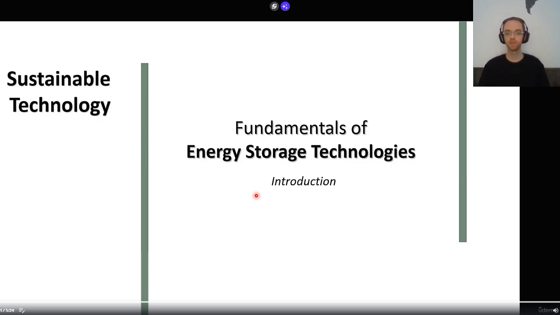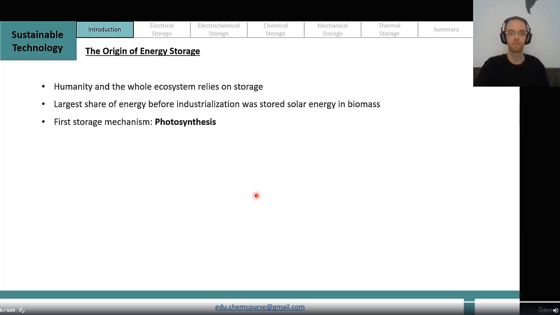Welcome to this first introductory chapter of Fundamentals of Energy Storage Technologies. We'll first have a look into the origin of energy storage, and here we will see that humanity and the whole ecosystem basically relies on storage, whether you notice it actively or not. The largest share of energy before industrialization was actually stored solar energy in biomass.